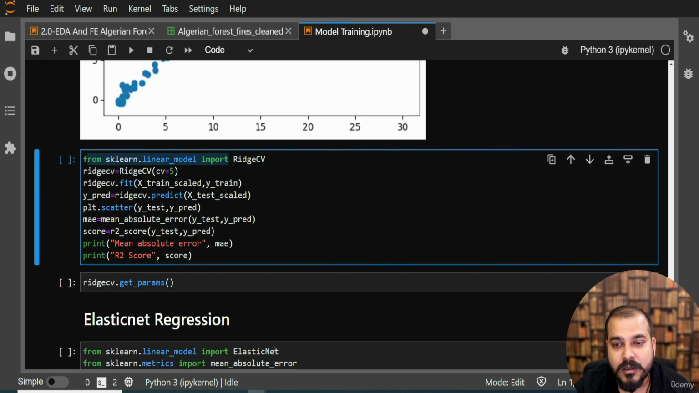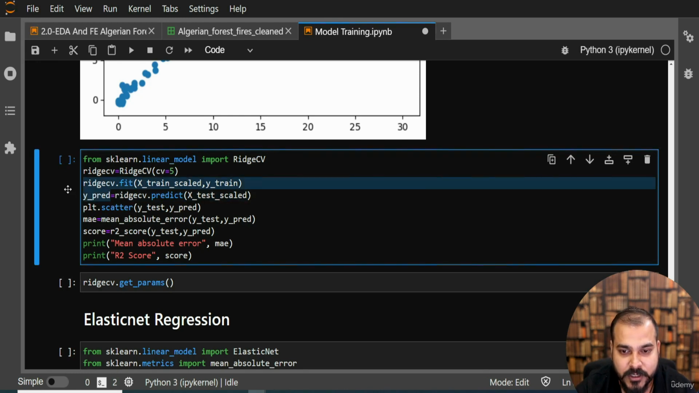So over here, from sklearn linear model, I'm going to import RidgeCV. Then we initialize this with cross validation equal to 5, whatever cross validation you want to use. If you want to use 10, go ahead and use 10. If you have a bigger data set, you can go ahead and use 10. Then I did RidgeCV.fit on X train scaled and Y train, and finally we did predict on X test scaled. I got my prediction data.